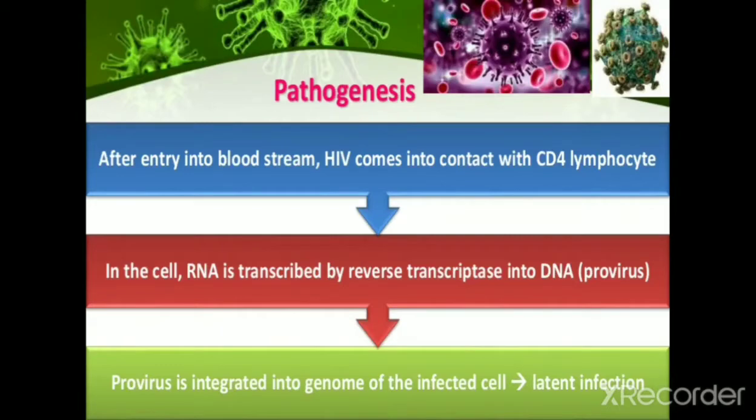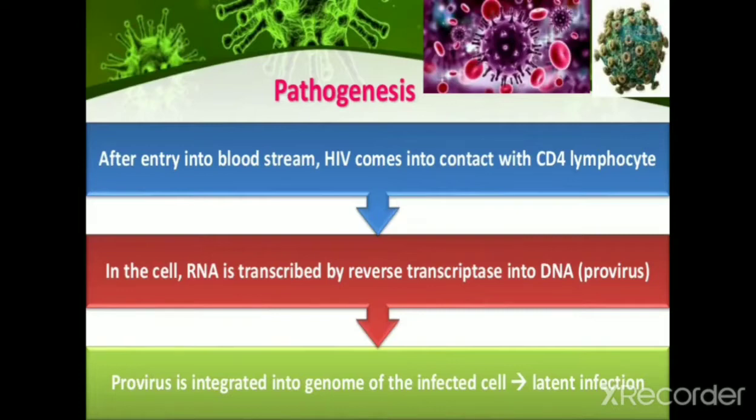So coming to the pathogenesis. Once this virus enters the bloodstream, it comes in contact with its target cell. The target cell is mainly the T helper cell, that is, the cell having the CD4 molecule. So once the virus binds with its target cell, the reverse transcriptase enzyme promotes the formation of complementary DNA from the viral RNA molecule. And later, this complementary DNA gets integrated with the host cell DNA.